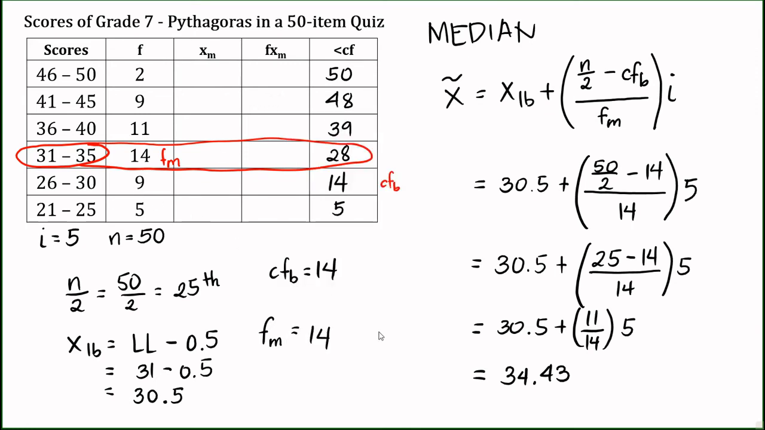Kung titingnan nyo po, yung 34.43 ay nandito lang din sa class na to. Nasa loob siya ng 31 to 35. So, hindi dapat po lalabas dun sa median class yung makukuha nyong sagot. And so, this is the value of our median.